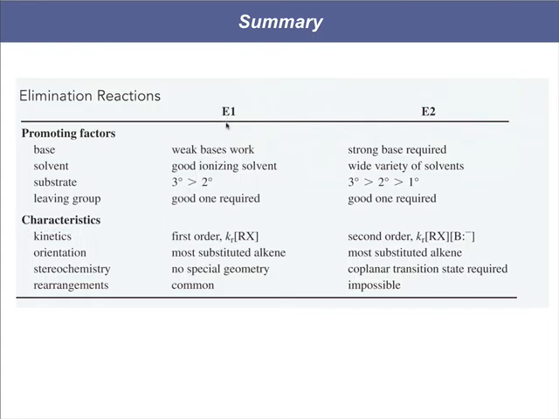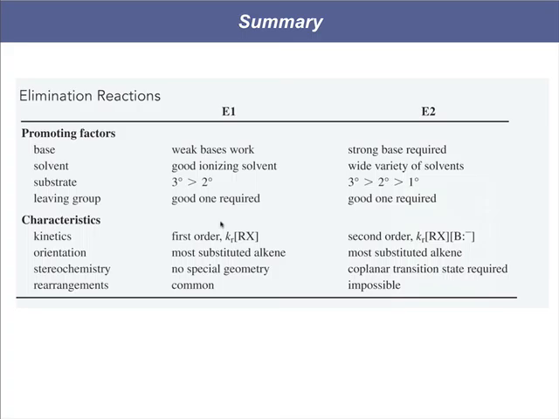Because E1 also involves the leaving group leaving on its own, we need a good ionizing solvent like we did for SN1, but we could use a wide variety of solvents for E2. For E1, because our leaving group again has to leave and we're generating those carbocations, you need to make a stable carbocation. With E2, because we are never making a carbocation, it doesn't matter what the degree of substitution is. But you always need a good leaving group.